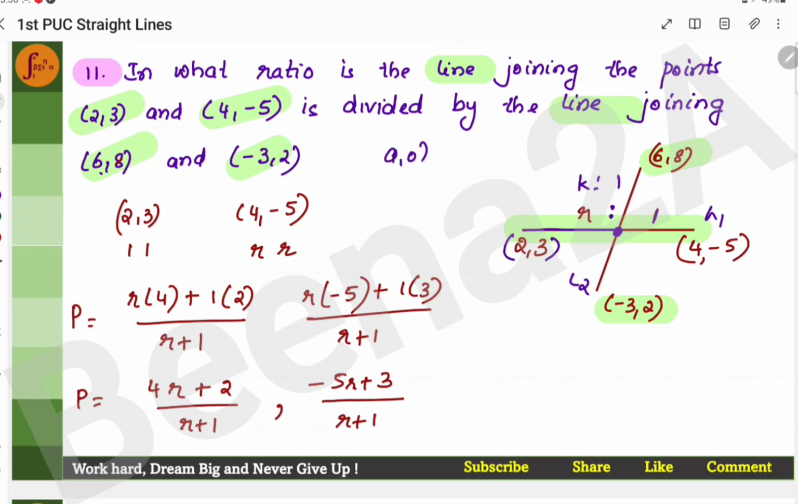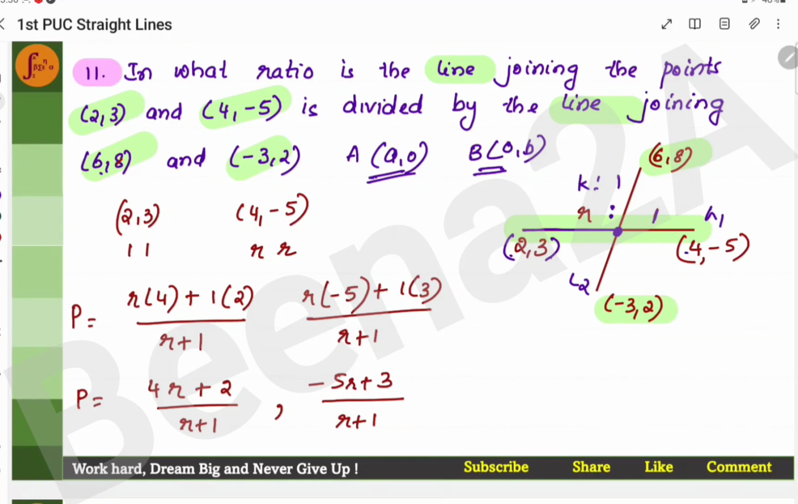We took A, 0 and B, 0, B. We took these 2 points and multiplied with the ratio. Now, instead of these 2 points, I'll put the points that are given in the question. These 2 points I'll take: 2, 3 and 4, minus 5.